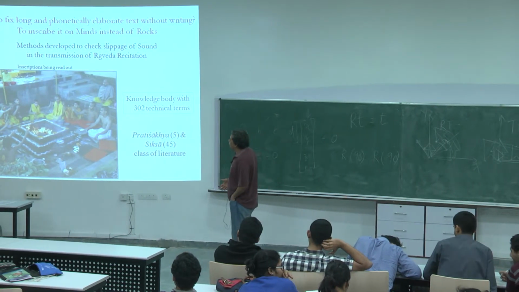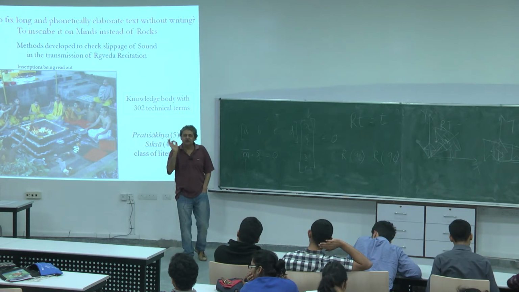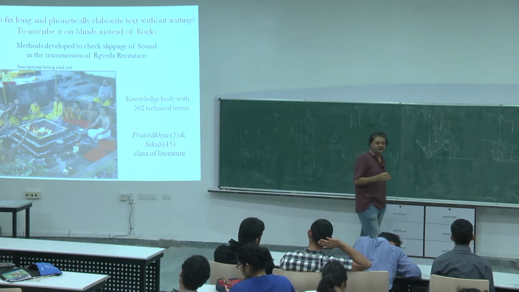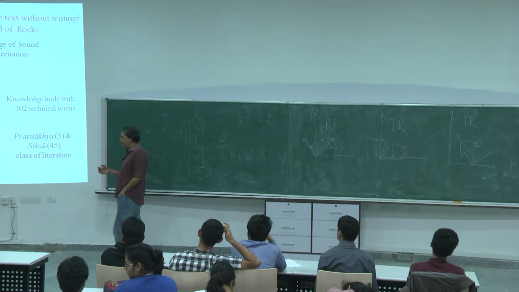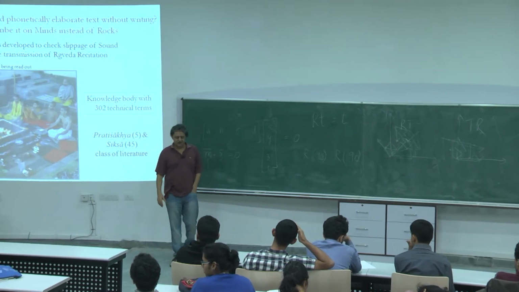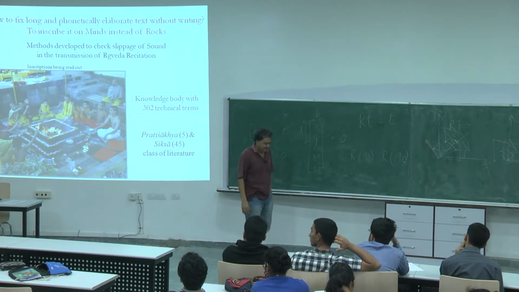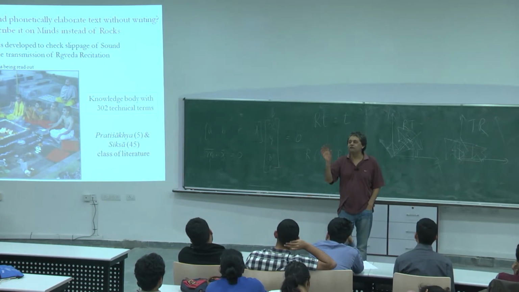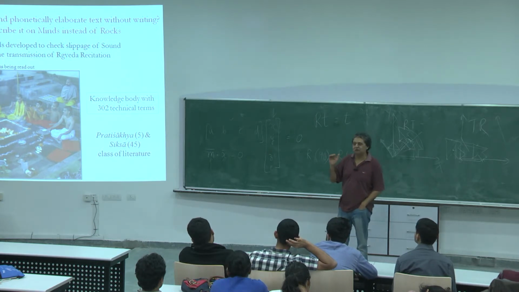Now, how does one avoid, in a foolproof way, slippage of sound over generations? It's a big problem, and this problem is solved here. There are some books which are only composed and recited. They are called Pratishakhyas and Sikshas. Five of them are available today, others are lost. Around 45 Sikshas are available. These books are about how to fix, what oral inscription means, the technology of oral inscription. These books deal with that.